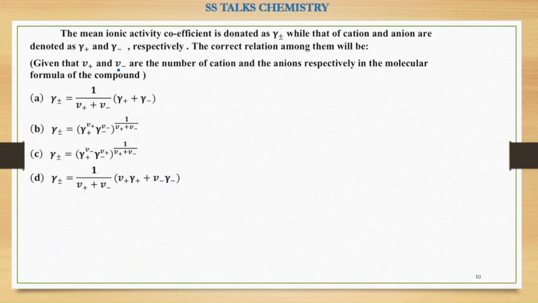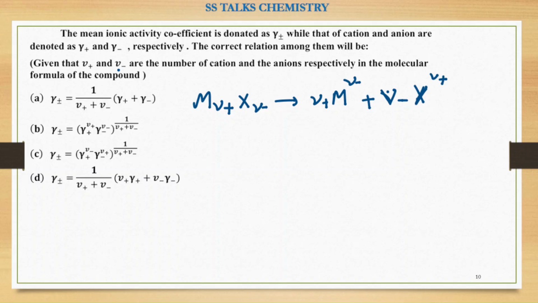So the salt we are having is of the type where the metal, its number is mu positive, and the anionic part, suppose X, its number is mu negative. When it's dissociating, it's going to give you mu positive number of the metal ions, having the positive charge, and mu negative number of the X anions, having the negative charge, right?